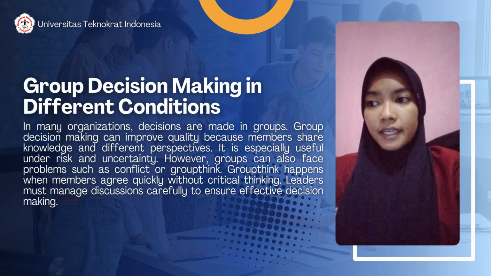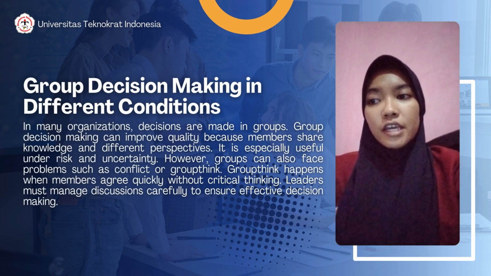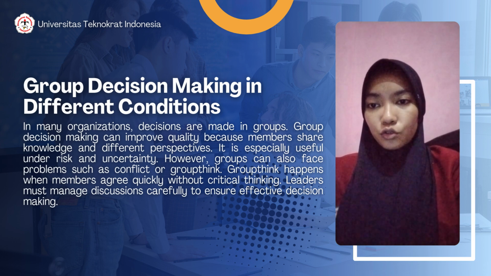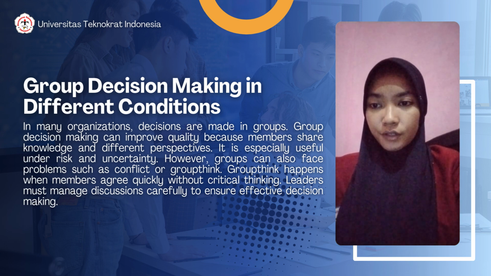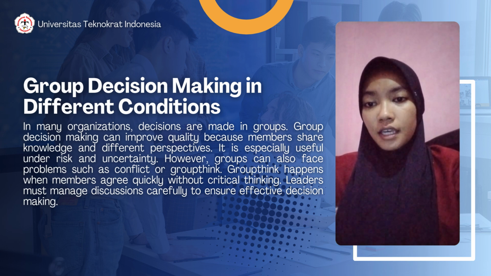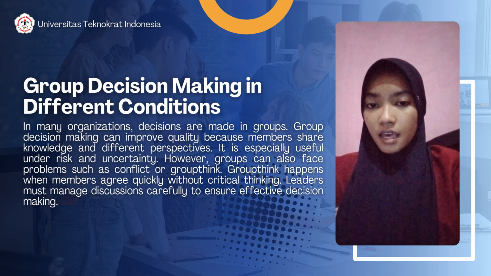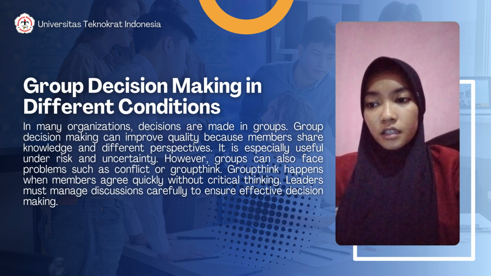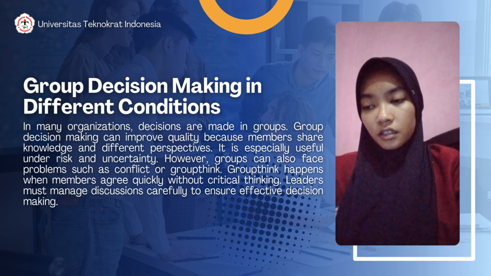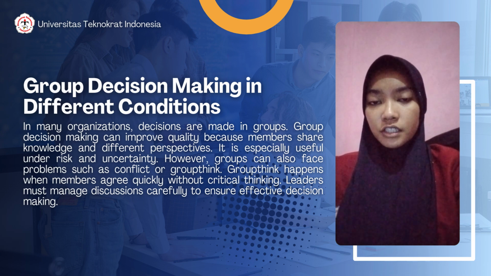Next, group decision making in different conditions. In many organizations, decisions are made in groups. Group decision making can improve quality because members share knowledge and different perspectives. It is especially useful under risk and uncertainty. However, groups can also face problems such as conflict or groupthink. Groupthink happens when members agree quickly without critical thinking. Leaders must manage discussion carefully to ensure effective decision making.